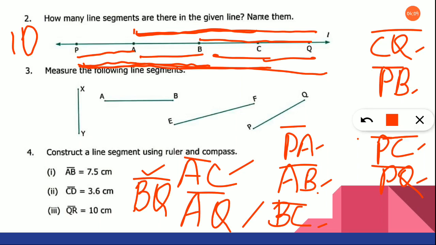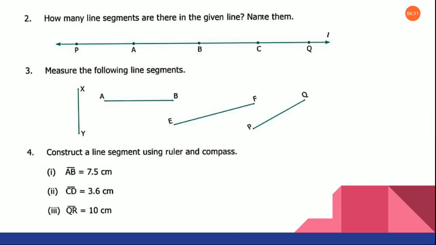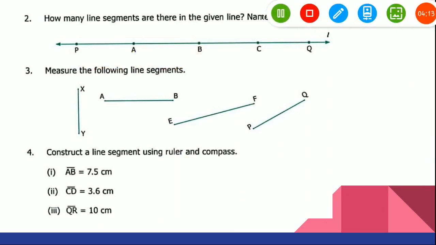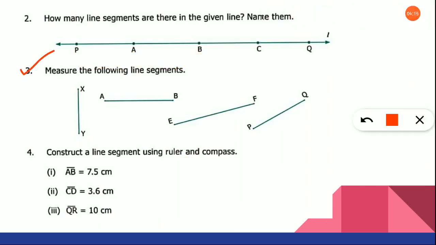Then the third sum, you are going to measure the line segments. We will do this sum once you get your textbook in your hand. It is not possible to measure directly, so you can skip that sum. Now the fourth sum, you are going to construct a line segment. I showed you how to construct a line segment. The second sum I have drawn for you. You are going to do the first and third sum also. You are going to repeat the second one also in your classwork.